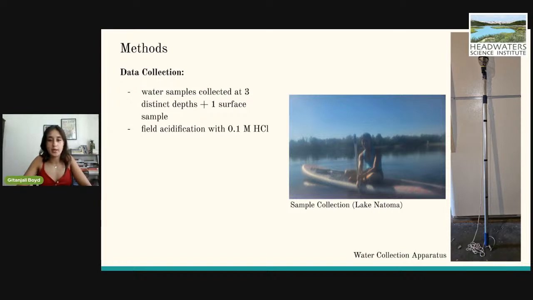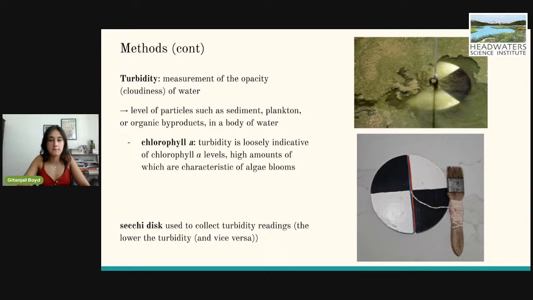And this is a picture of me collecting my data, and this is the tool that I used. So I took a 12-foot long extendable window cleaning pole, and I attached a water bottle to the end of it with a cork and a string so that I could allow water to enter when I desired.